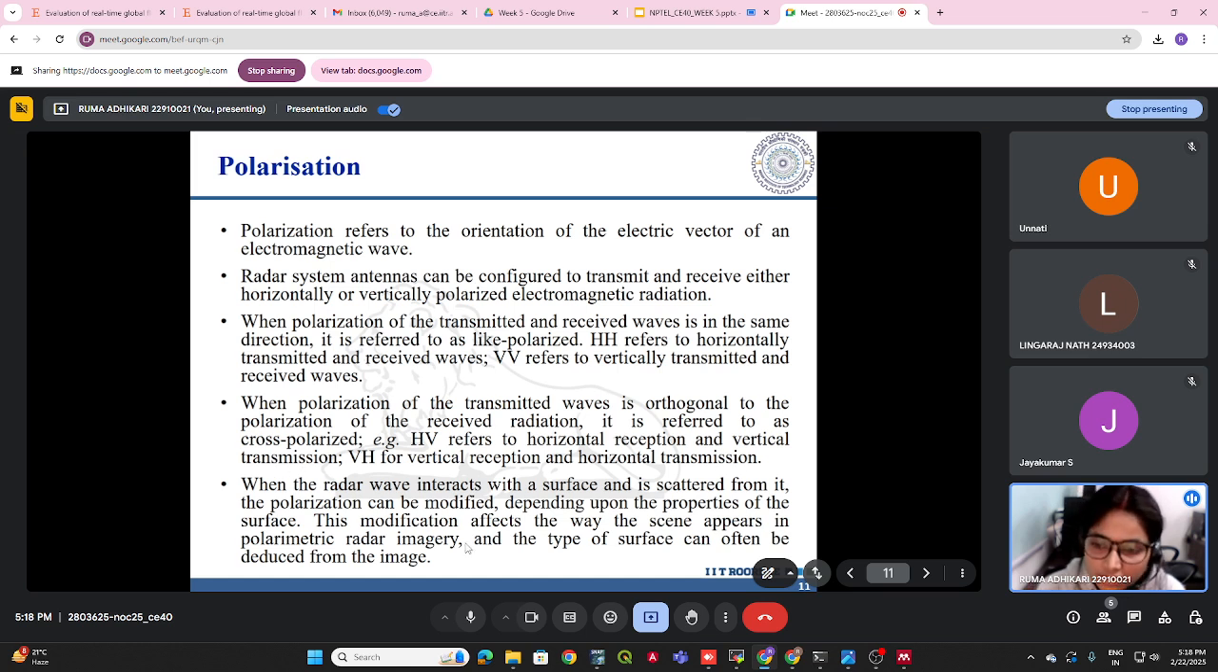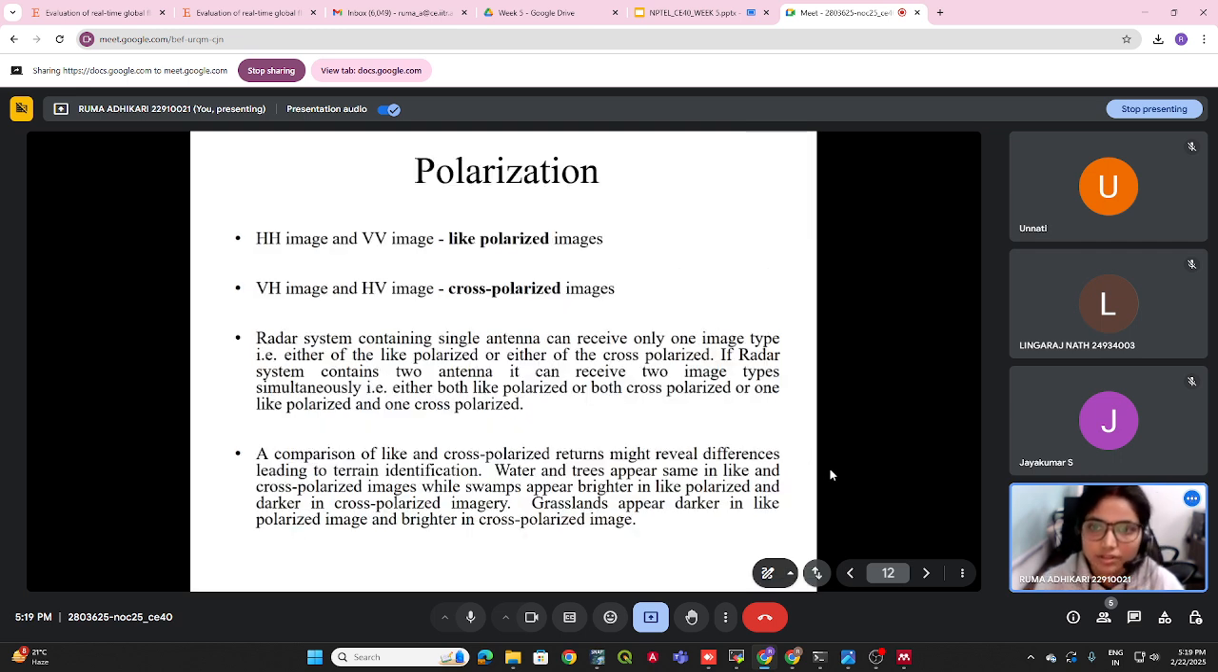When the radar wave interacts with the surface and is scattered from it, the polarization can be modified depending upon the properties of the surface. This modification affects the way the scene appears in a polarimetric radar image, and the type of surface can often be deduced from the image. So what is actually transmitted, and what is actually received? The first one is HH and VV, the like polarized or co-polarized image, and VH and HV are the cross-polarized images.